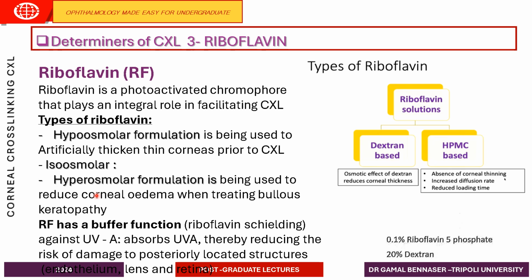Another important point is that, apart from the epithelium as a barrier for the ultraviolet, the riboflavin, known as riboflavin shielding, is another barrier for the penetration of the ultraviolet. If you expose the cornea to the ultraviolet, this will damage the endothelium. However, when you soak the cornea with riboflavin, riboflavin itself is a barrier for the ultraviolet, so it will not allow the ultraviolet to reach and damage the endothelium. That's why proper soaking of the cornea prior to exposure to the ultraviolet is very important.